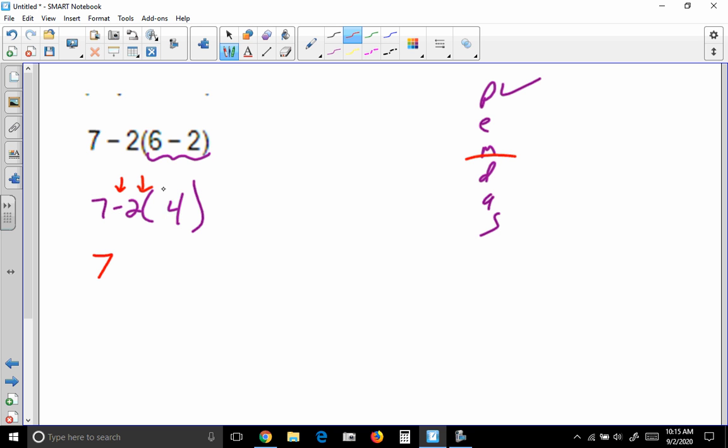So negative times positive is negative. 2 times 4 is 8. And the last operation is to subtract. Remember, 7 is understood to be positive if there's no sign there. So with opposite signs, we subtract the numbers, take the sign of the bigger number.